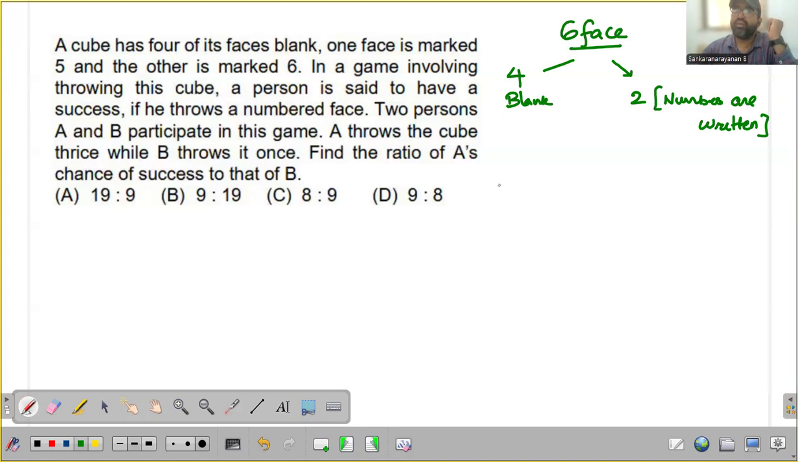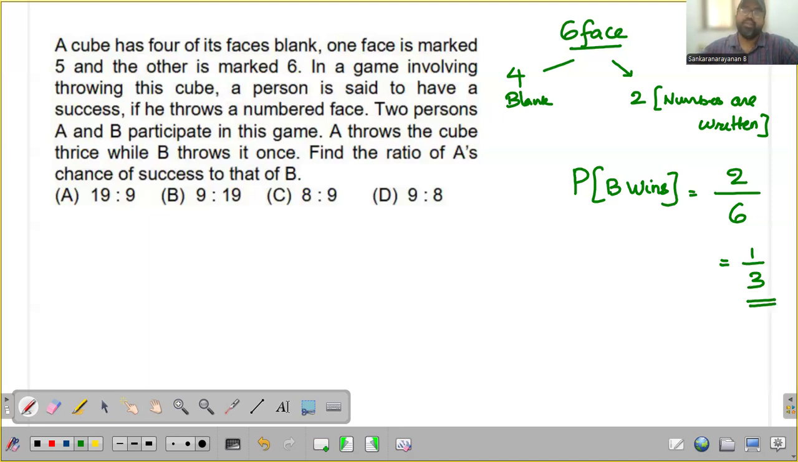Since B is throwing only once, let me say the probability that B wins, what will it be? Total number of outcomes is 6. He may see any of those 6 faces. Total number of favorable outcomes: if he sees the number 5 or the number 6, then he emerges as a winner. So the probability that B wins is equal to 2 by 6, that is equal to 1 upon 3.